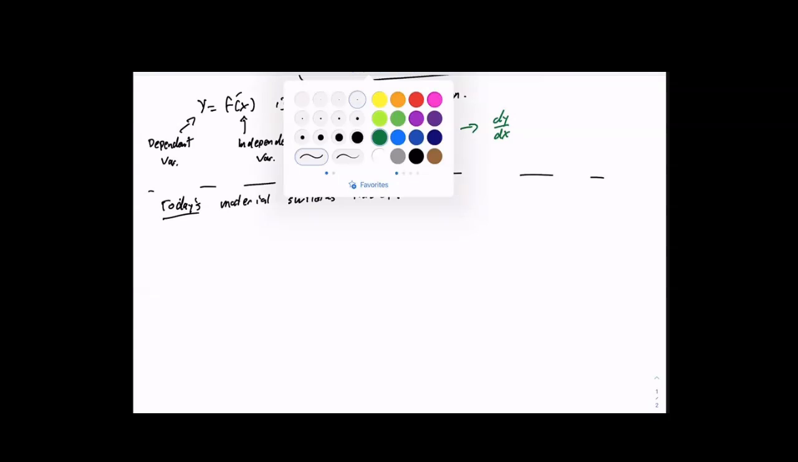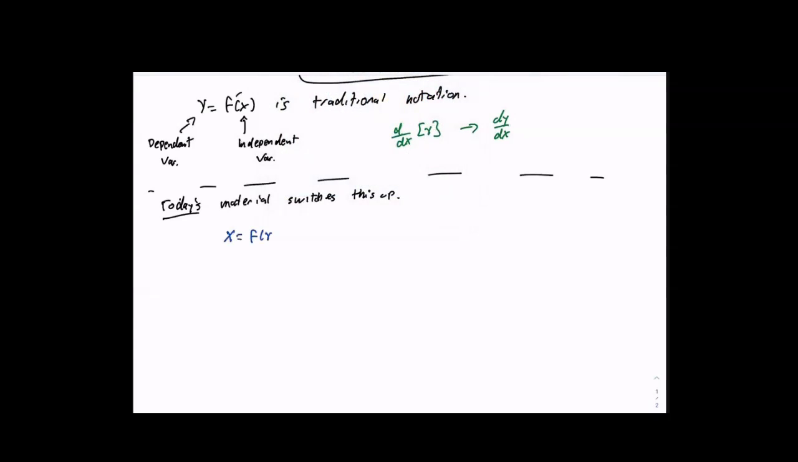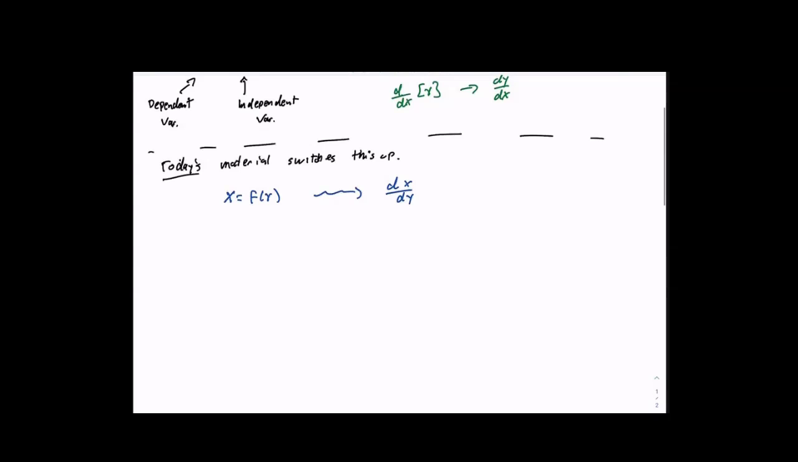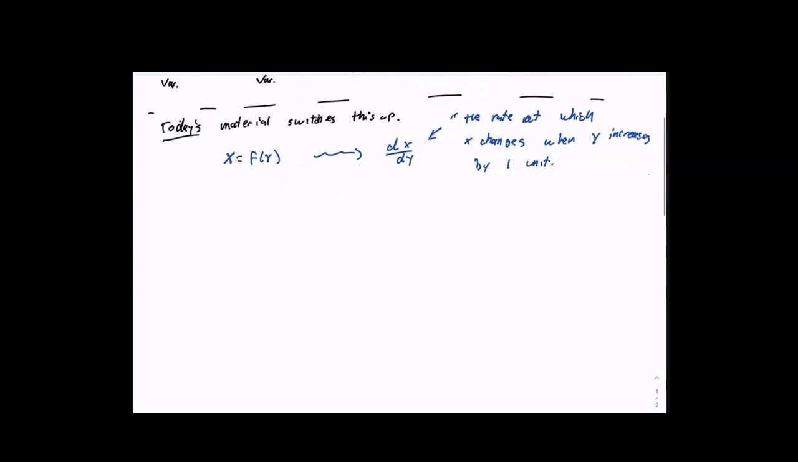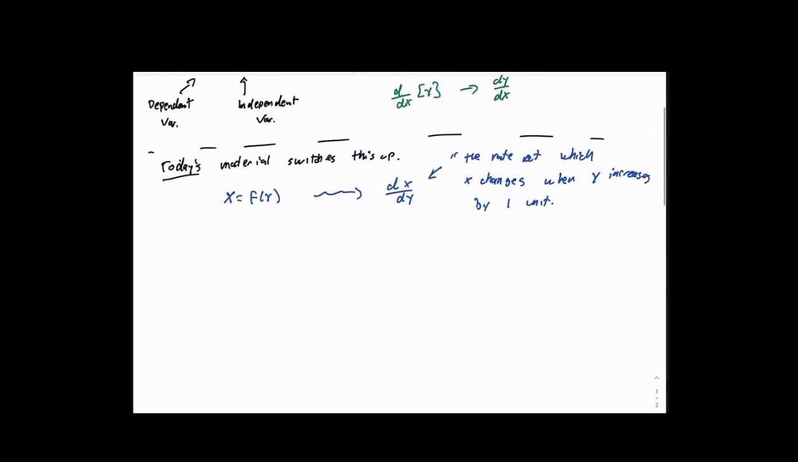So in today's material, we might have x as a function of y. We might want to know, how does x change in relationship to the y variable? And as such, we might want to find dx dy. This is the rate at which x changes when y increases by 1 unit. And that's going to play an important role in Monday's lesson, the concept of dx dy. I'll get into that on Monday.